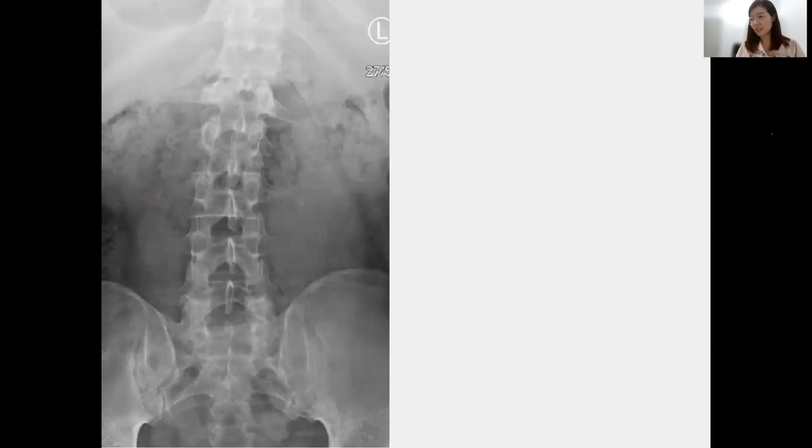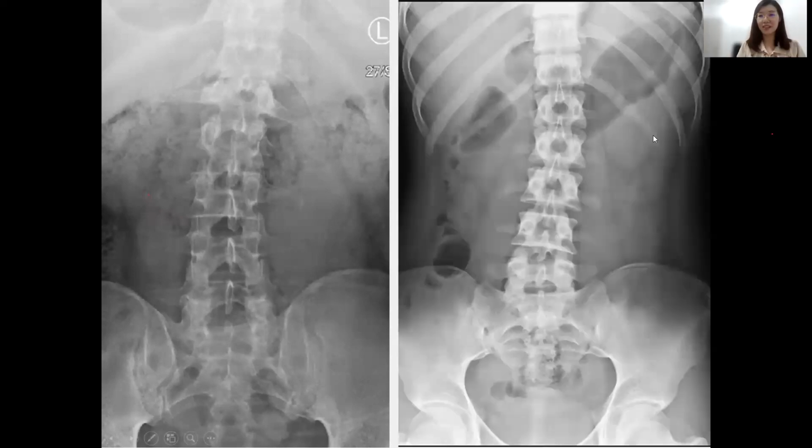Renal? No. No one got it. Okay, compare with this, then you can find the answer. Osteoporosis? No, we are at the abdomen X-ray, not the bone.